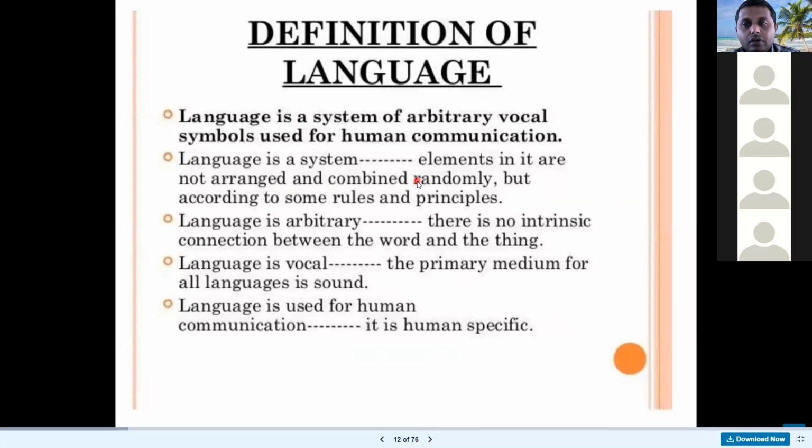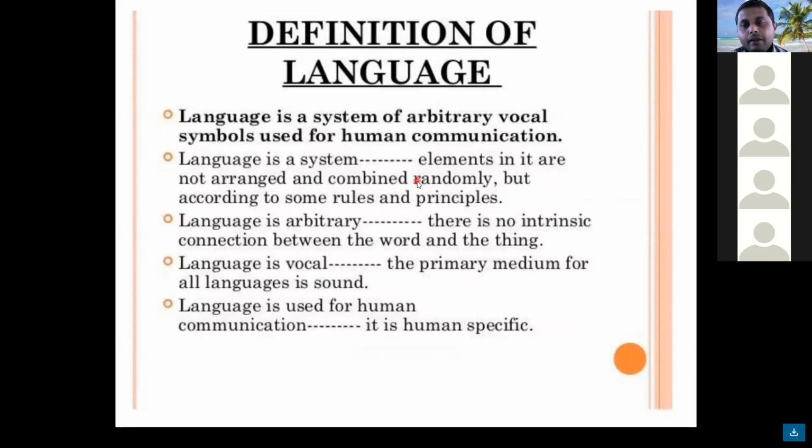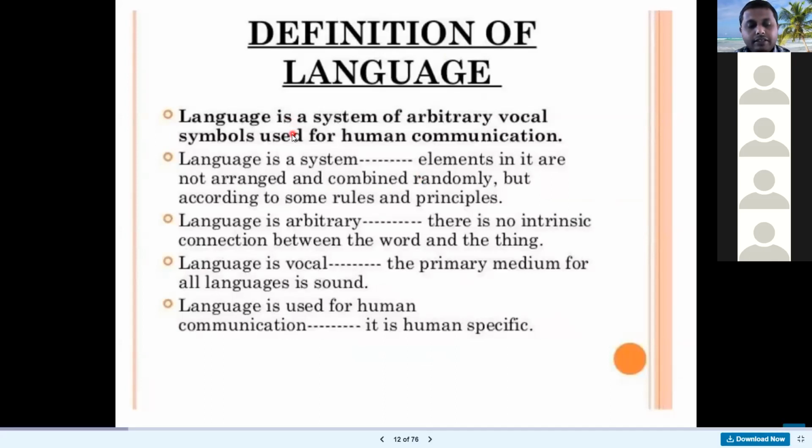So, how can we define a language then? Language is a system of arbitrary vocal symbols used for human communication. See, the important words are again human communication, because communication is the basic function of any language in the world. Right? Vocal symbols, spoken symbols. So language is spoken.